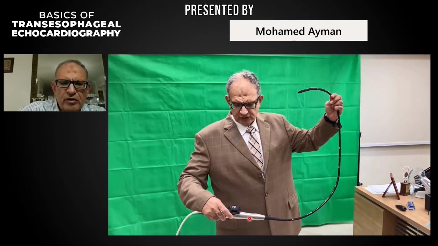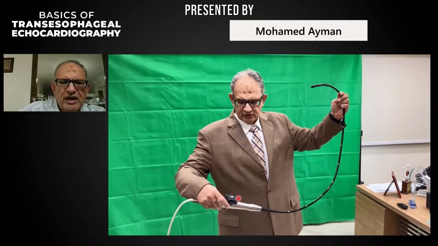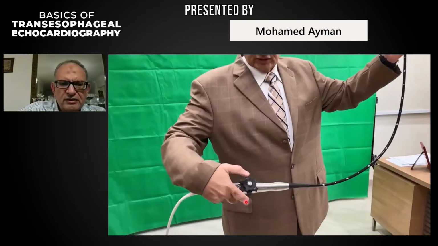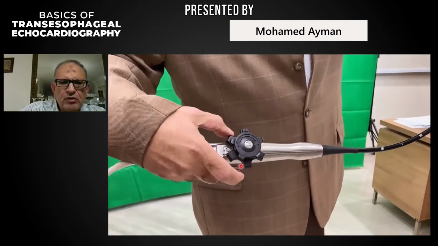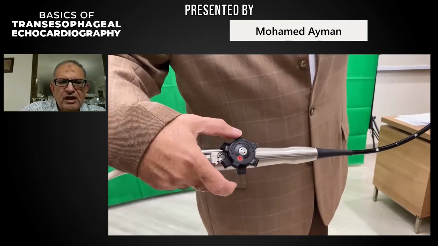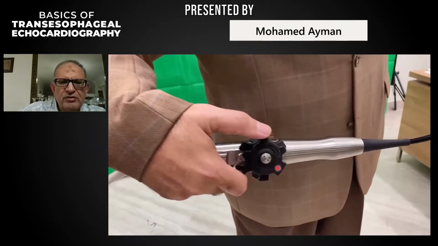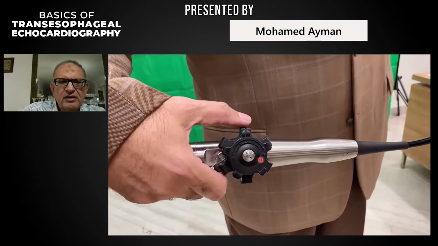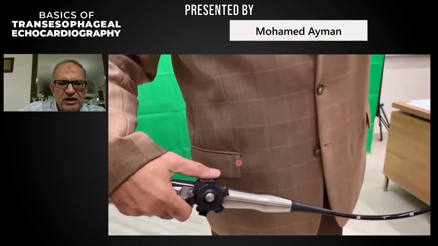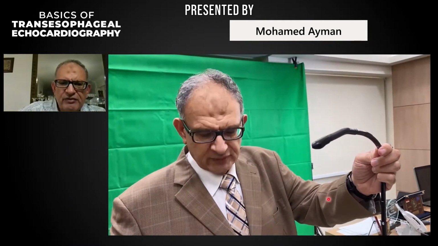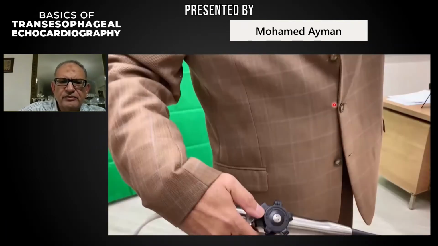This is the handle of the probe. We have the two wheels, the small one and the big one, and these are the two buttons that control the ultrasound beam angle. And as you see here, whenever I am rotating the big wheel, we have anteflexion. This is retroflexion, anteflexion, retroflexion.